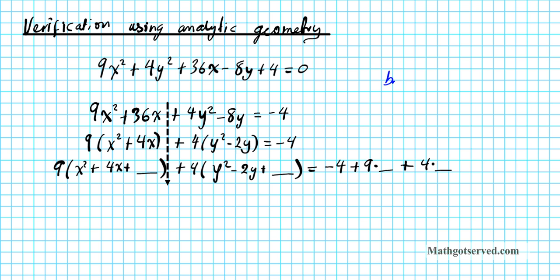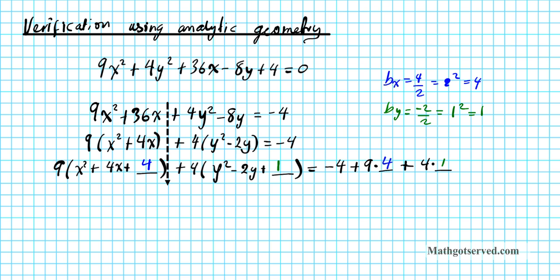You can do that mentally, but let me show you what they are. For the x, b is 4. So I divide that by 2 and square it, which is 4. If I put a 4 here, that makes this a perfect square. So I put a 4 here also. 9 times 4 is what you put on the right side. And then for the y world, b is negative 2. If you divide that by 2, you get negative 1. If you square it, you get 1. So I can put a 1 here, and then put the 1 here to preserve equality.